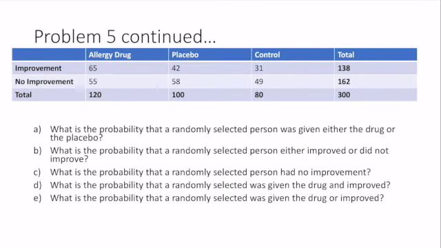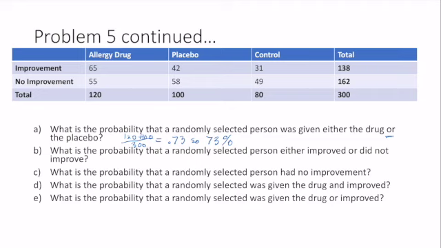I know everybody's fave. So, what is the probability that a randomly selected person was given either the drug or the placebo? The or means I want people in both groups. So, those who were given the drug was 120. Those who were given the placebo was 100. And that was all out of 300 people, right? Our total sample size. That gives you 0.73, so 73%.